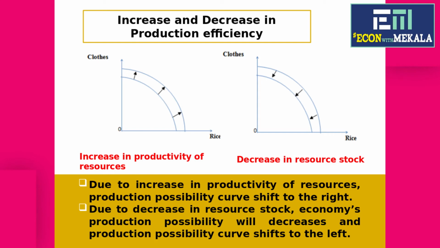But if you look at a decrease in resource stock in the economy, that can decrease the total output produced in the economy. As a result, our PPF will shift inward, or we call it leftward. So a decrease in resource stock can shift the entire PPF leftward or inward.